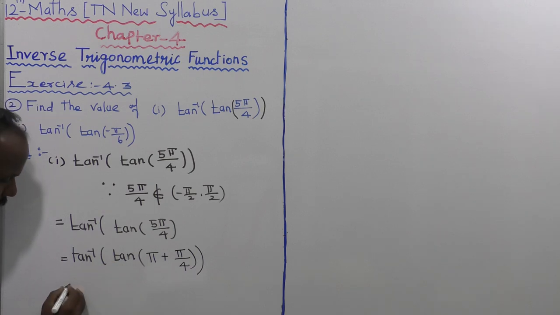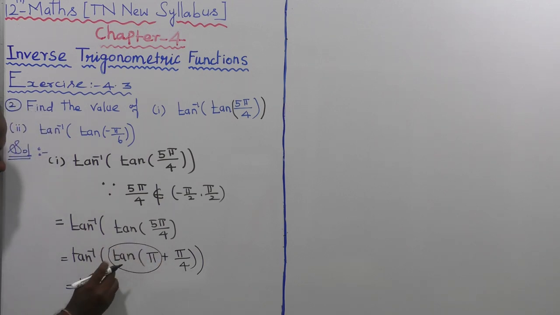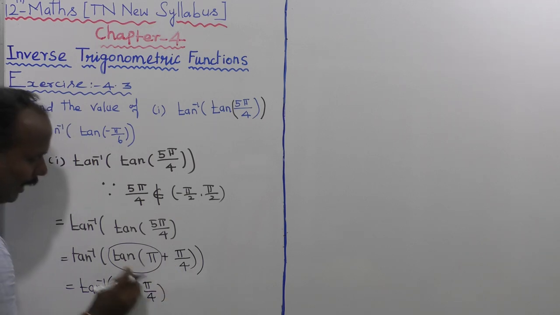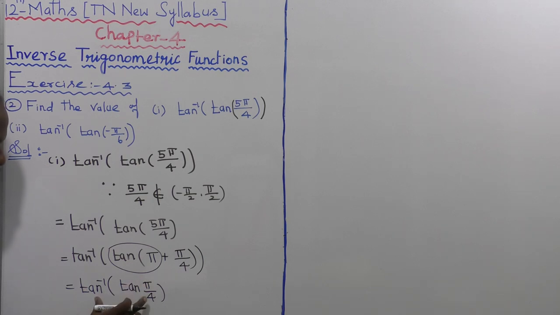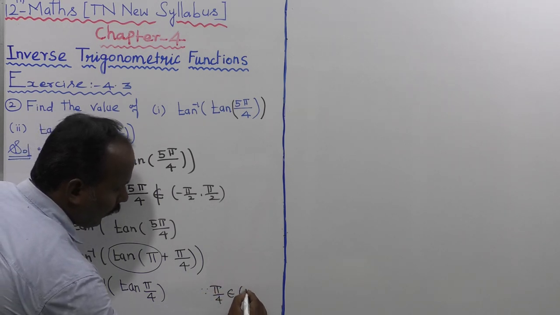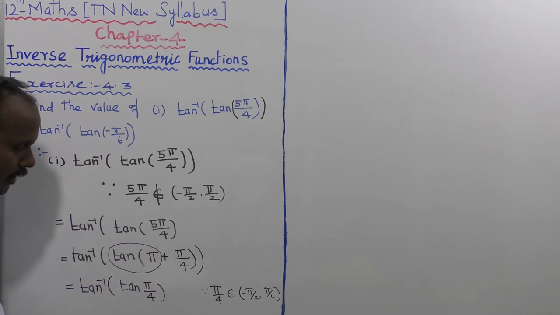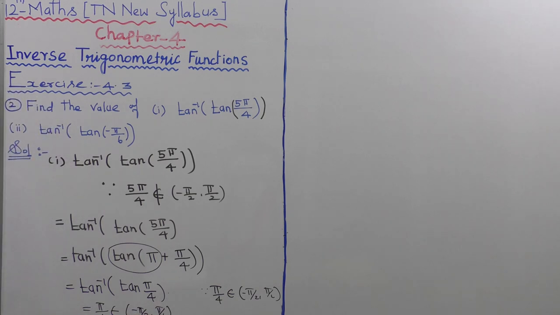So that is equal to tan inverse of tan of pi, that is, tan of pi plus pi by 4, which is tan theta with theta replaced by pi by 4. So tan inverse of tan of pi by 4 exists for the interval. Since pi by 4 belongs to the open interval minus pi by 2 comma plus pi by 2, the formula tan inverse of tan x equals x is satisfied. So pi by 4 belongs to the open interval minus pi by 2 comma plus pi by 2.